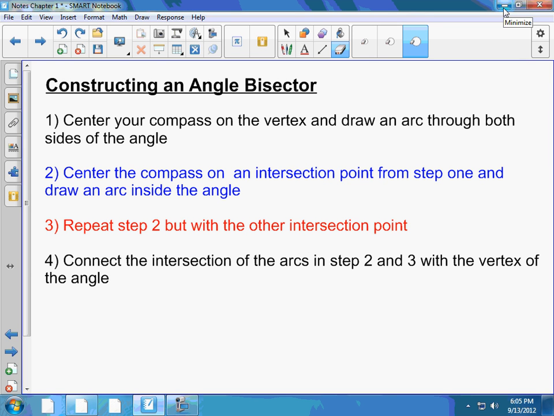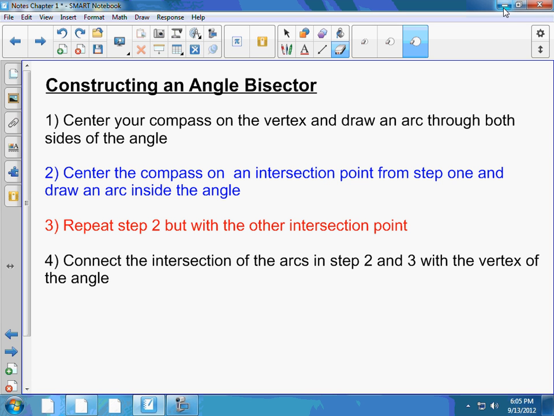All right, so we're going to construct an angle bisector. First step, center your compass on the vertex and draw an arc through both sides of the angle. Step 2, center the compass on an intersection point from step 1 and draw an arc inside of the angle. Step 3, repeat step 2, but with the other intersection point.